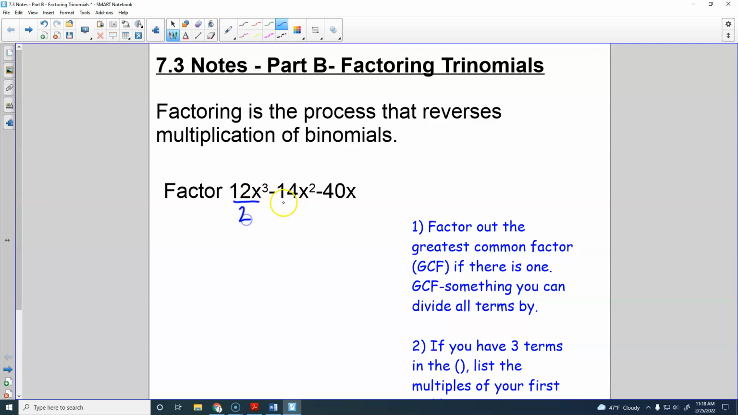Okay, good. So 2 is our biggest number that can go in. What about x's, Passion? Just 1. So we've got that 2x. We're going to write it out front. And then, Passion, what will we get on the inside of the parentheses?